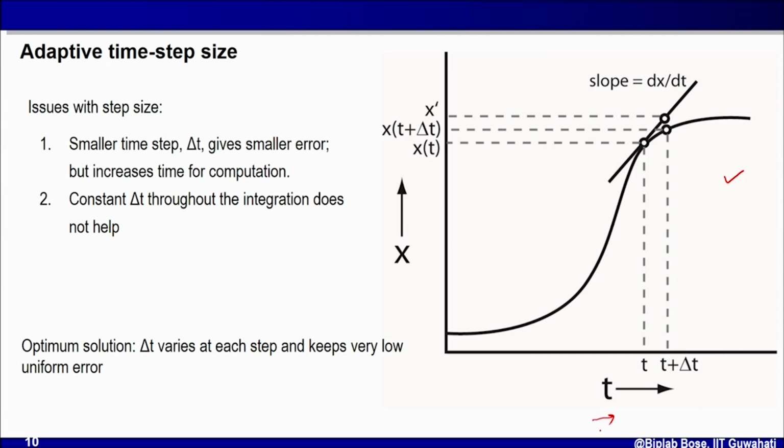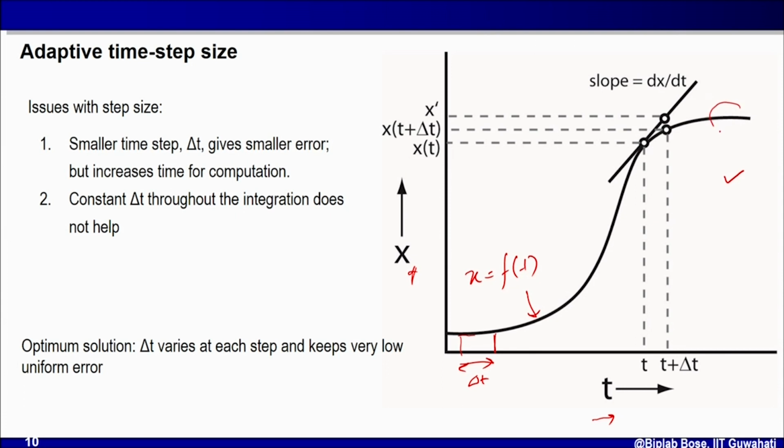So you have time in the horizontal axis, x is in the vertical axis, and this solid black line is the function of time. X is a function of time. Now, as you can see, in the lower part, when time is less, lower value, if I take, you can intuitively understand, if I take a large delta t, my error will not be so significant because the line is almost flat, almost linear.